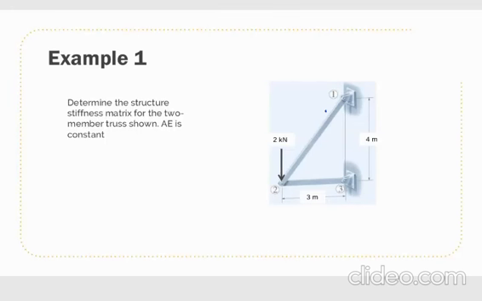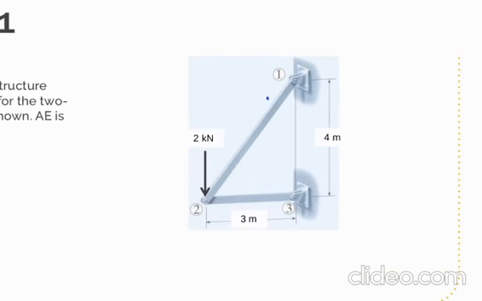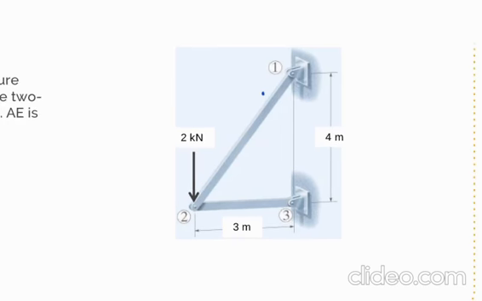Hello everyone. So we have this example: determine the structure stiffness matrix for the two-member truss shown, and AE is constant. So here we have a structure. First of all, we have 2 points to solution. First one is establish the X and Y global system.